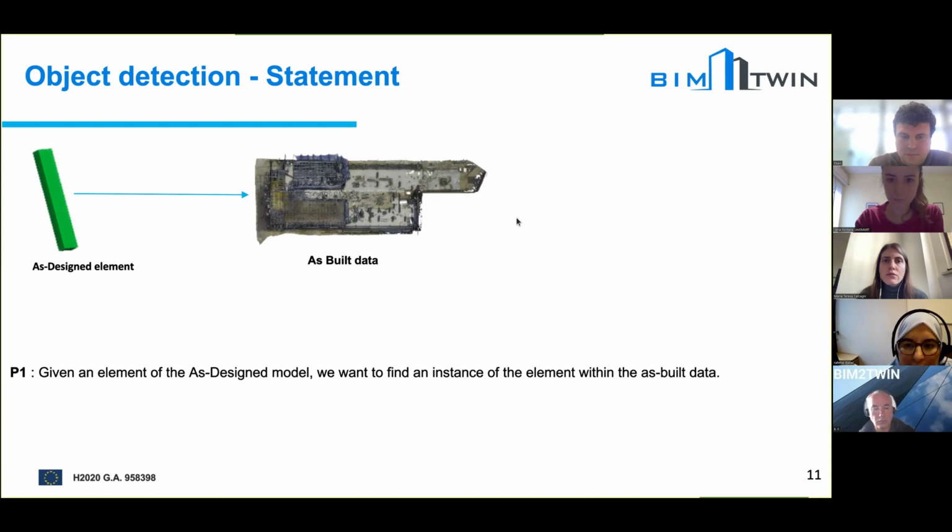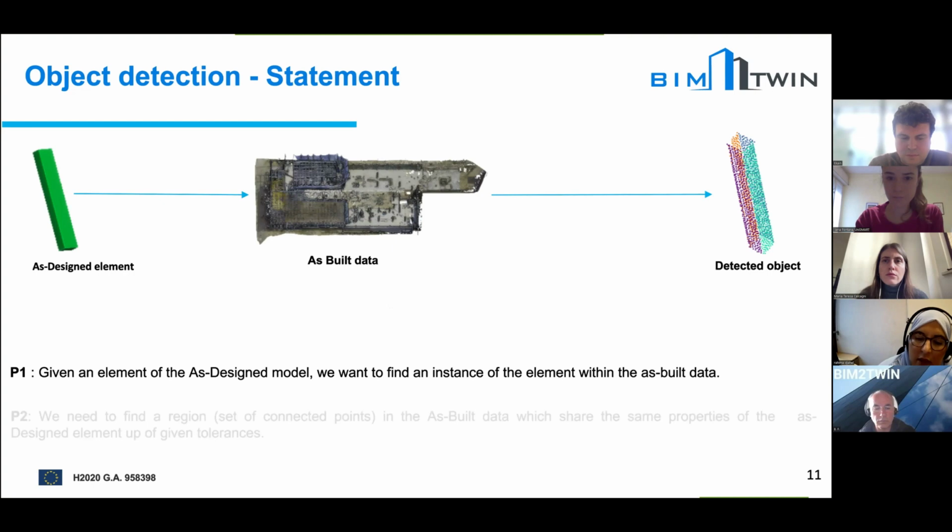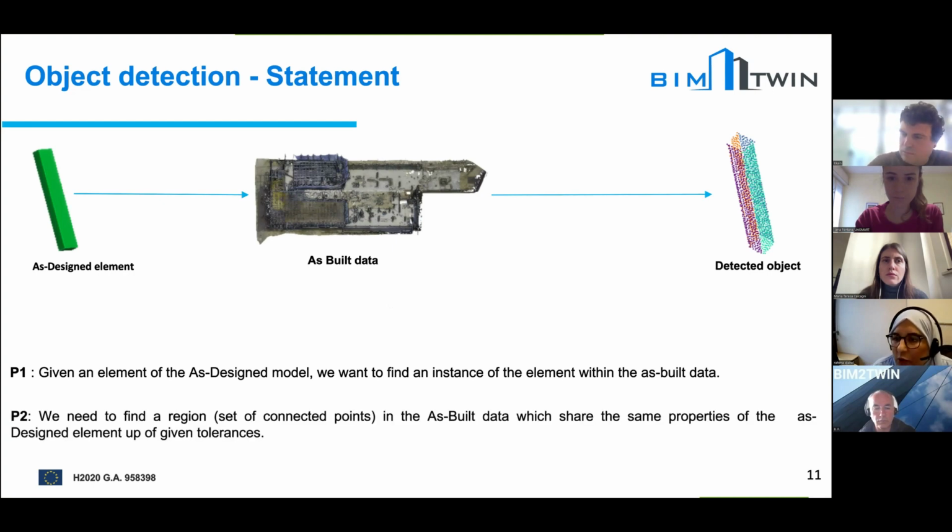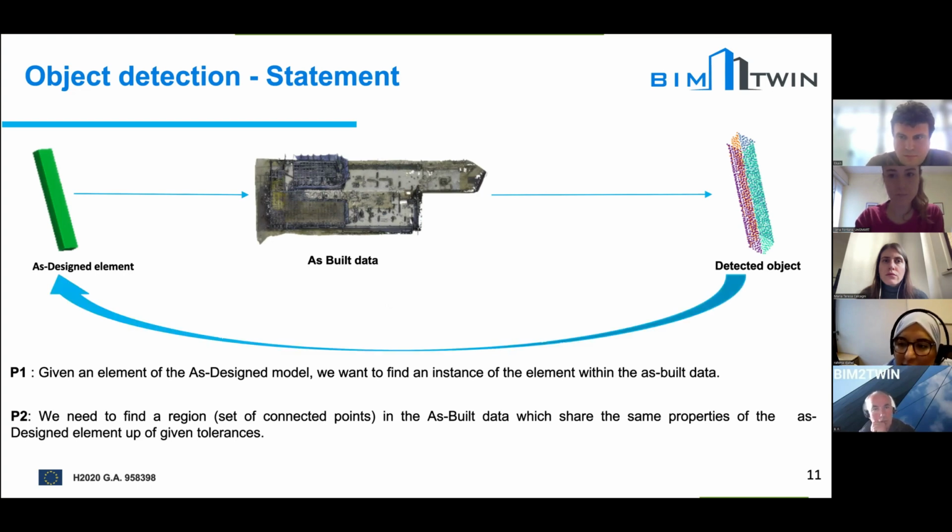To do that, we need to find regions or sets of connected points which share the same properties as the as-designed element, up to a given tolerance. Now the question: for these connected points, which points correspond to the as-designed element? It is our objective to detect the objects and to evaluate the quality of our detection.